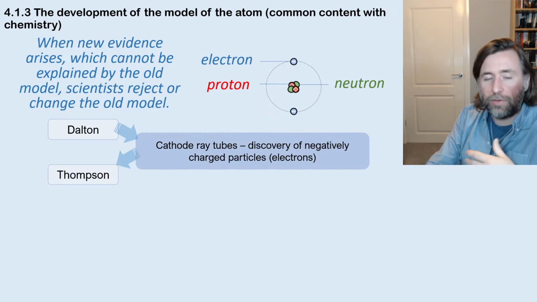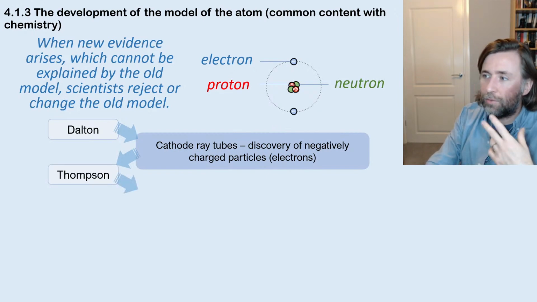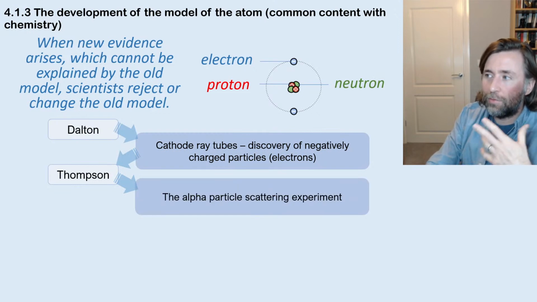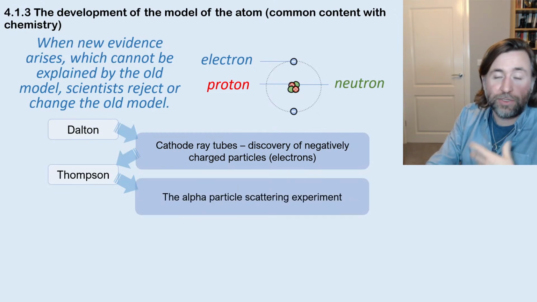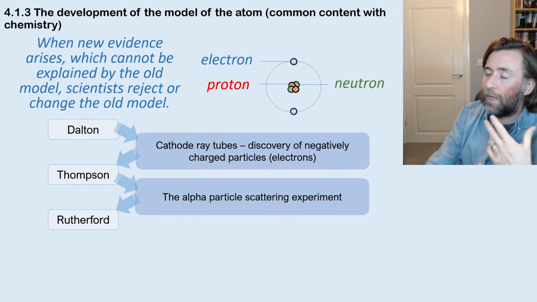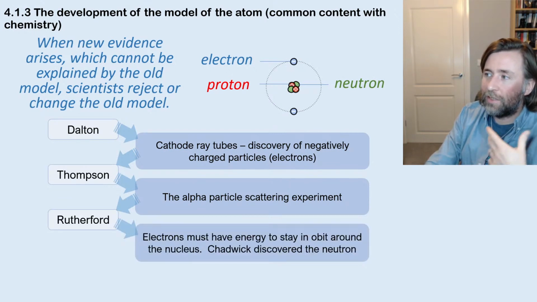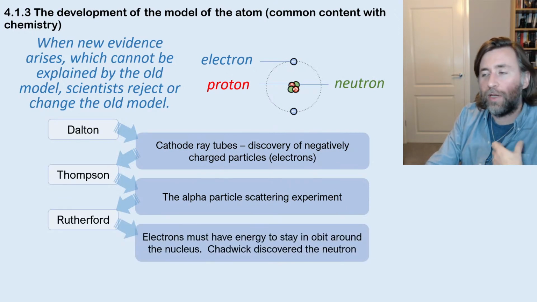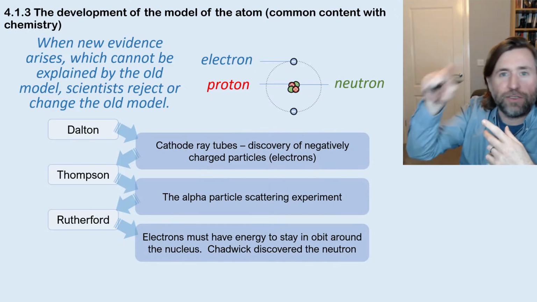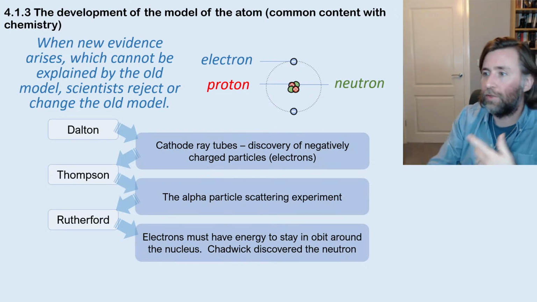Knowing that from Dalton to Thomson, he looked at the cathode ray tubes, looked at electrons. From Thomson to Rutherford, that was the alpha particle scattering experiment which I've just described. And from Rutherford to Bohr, they needed some way to explain why the electrons didn't just spiral in and destroy themselves on the nucleus.